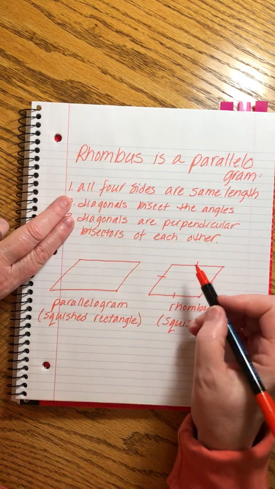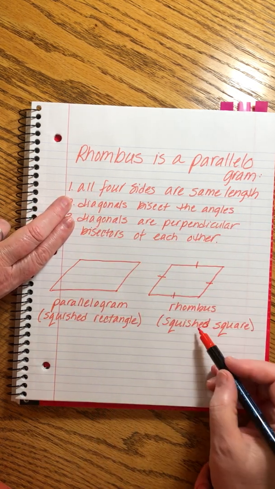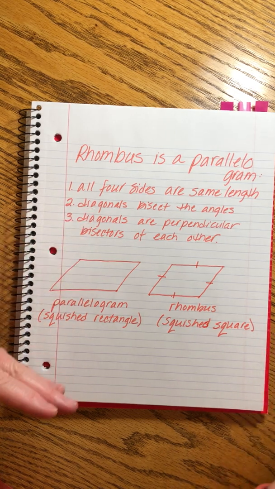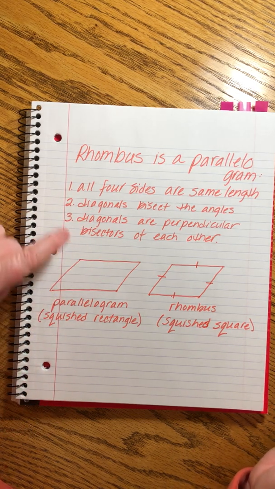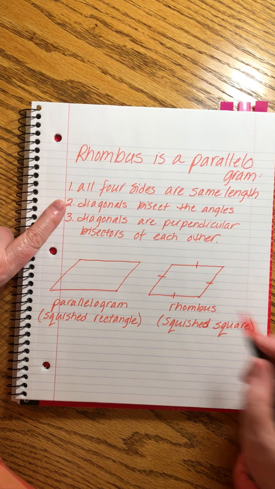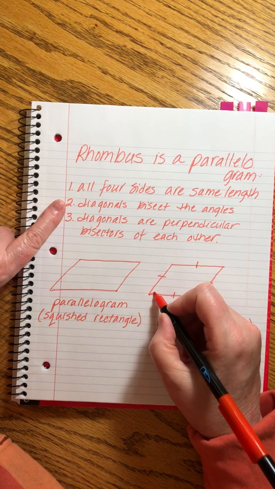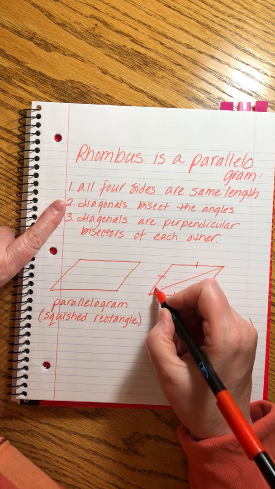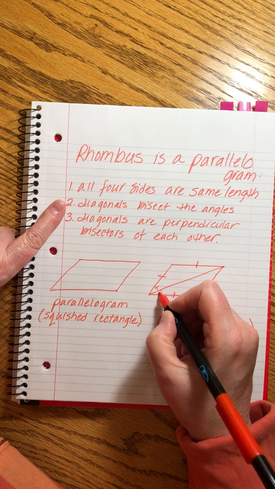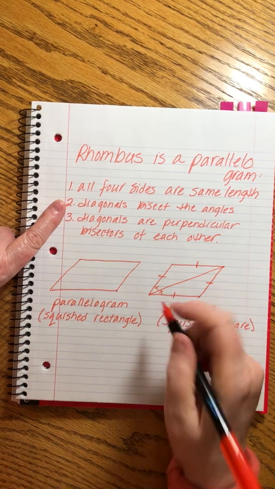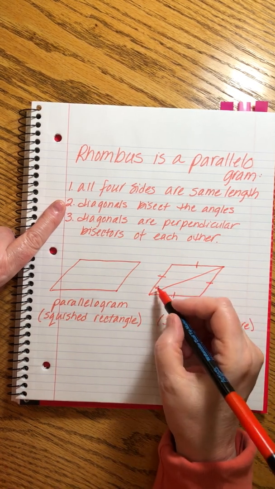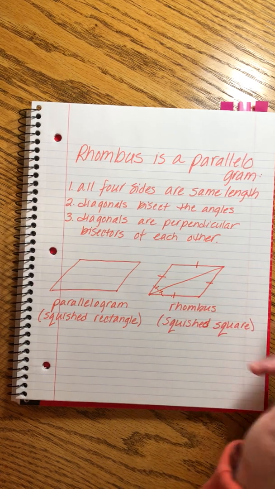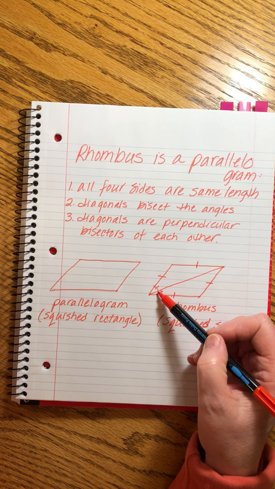The first one is that all 4 sides are the same length. Oh yeah, it's a squished square, so that makes sense, right? That a square has all 4 sides. So just because the box is squished doesn't change that. The diagonals bisect the angles. Okay, what does that mean? That means that when we divide, like this part is the same as this part. This diagonal bisects, cuts in perfect half, this angle. I know mine doesn't look perfect, but it does. That's what this means.